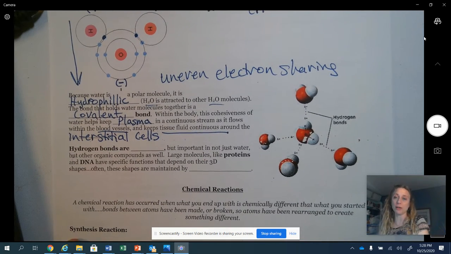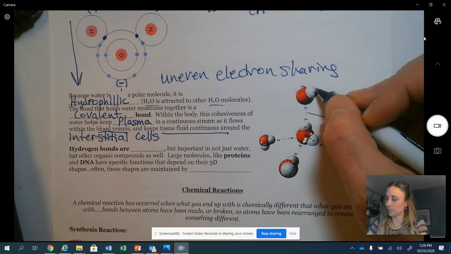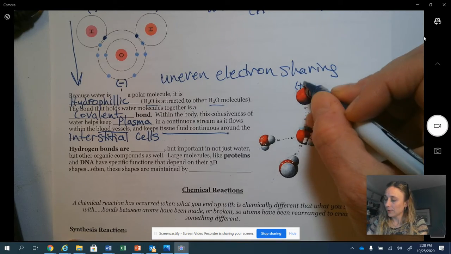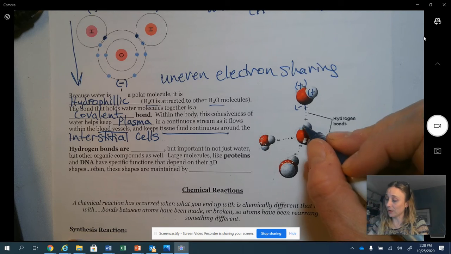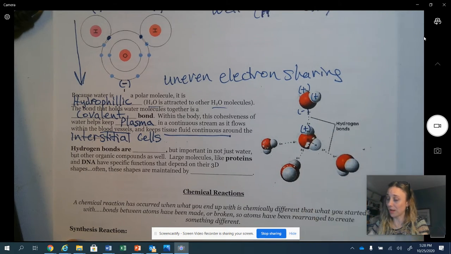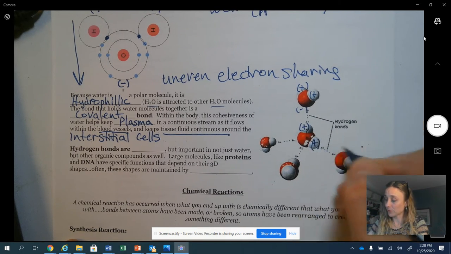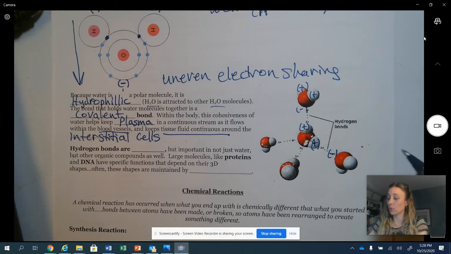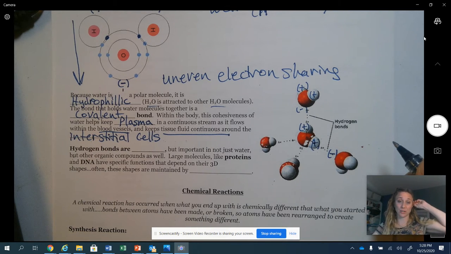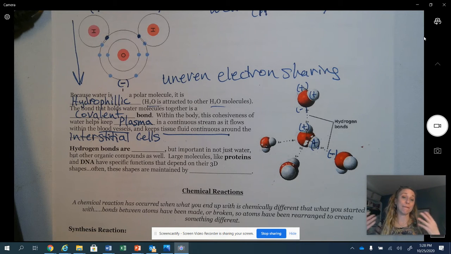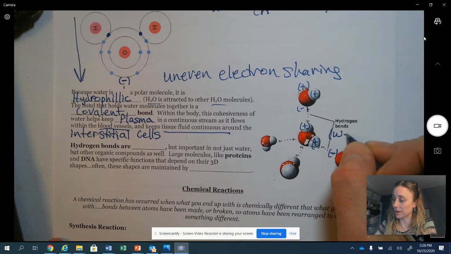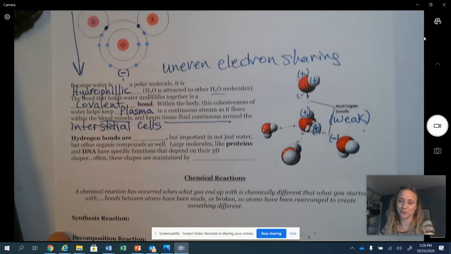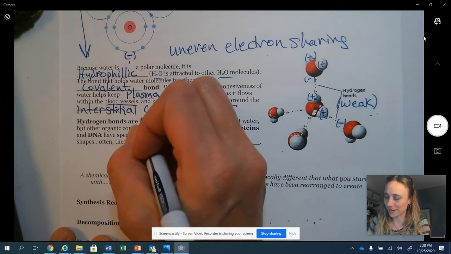But within water, as you can see, these are Mickey Mouses. This is the partially positive end and the partially negative end. They like other water molecules because the partial negative end might be attracted to the partial positive end, and vice versa. Okay, so they tend to like each other. That's why they have this hydrophilic property. This isn't very strong bond, by the way. These are very weak. They just have an affinity for it. They're like, oh, that's nice. All right, so they're weak.